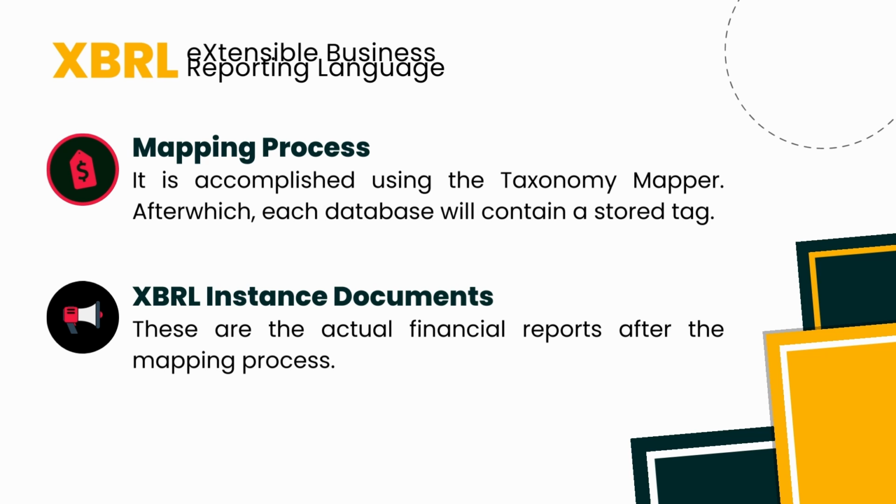The mapping process is accomplished using a simple tool such as a taxonomy mapper. Once the mapping process is complete, each database record will contain a stored tag as depicted by the taxonomy element field. Data mapping needs to be done only once, but the embedded tags are used whenever the data are placed in XBRL format for dissemination to the outsiders.